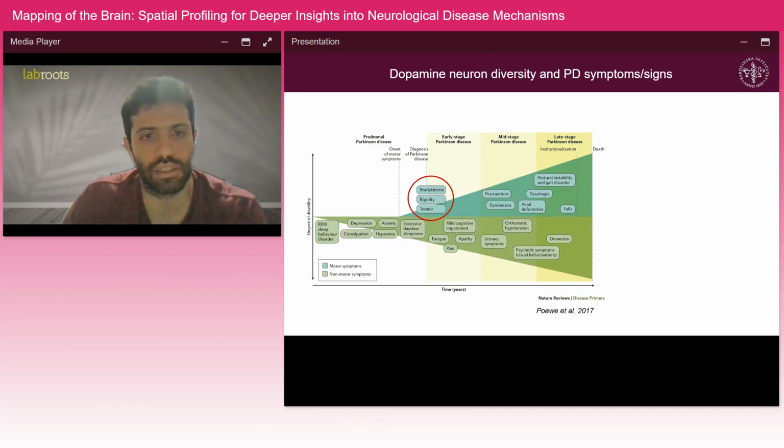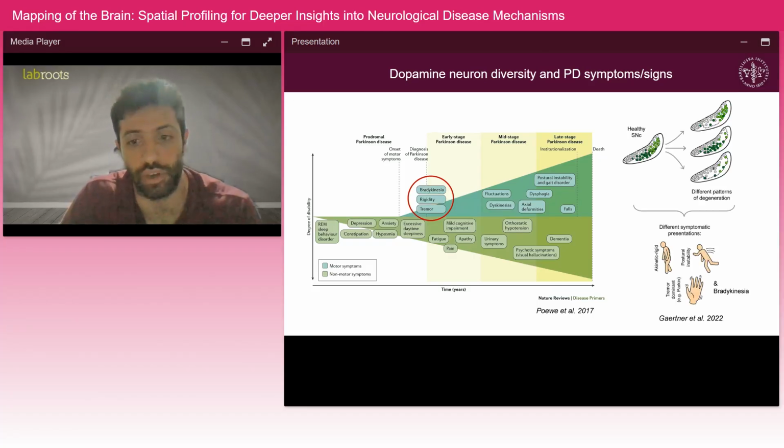So for us, this was the main problem. We know that Parkinson's disease is composed of these four cardinal symptoms that appear at the diagnosis of the disease, but Parkinson's disease has a lot of symptoms and signs that occur throughout the disease, and some of them appear very early on, even decades before the diagnosis comes.